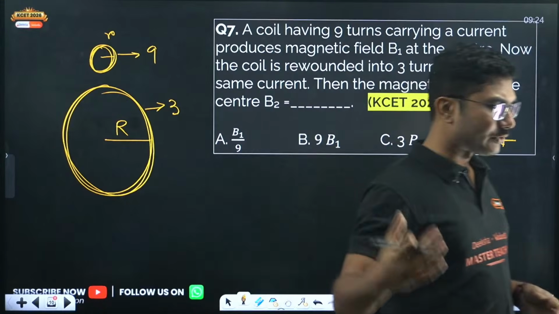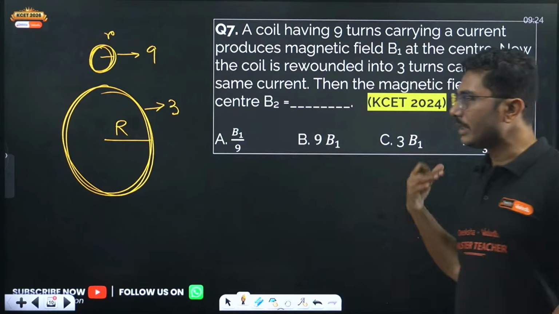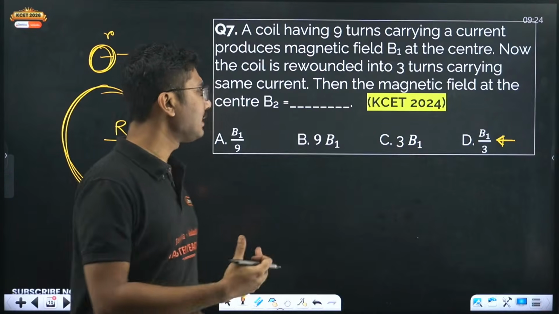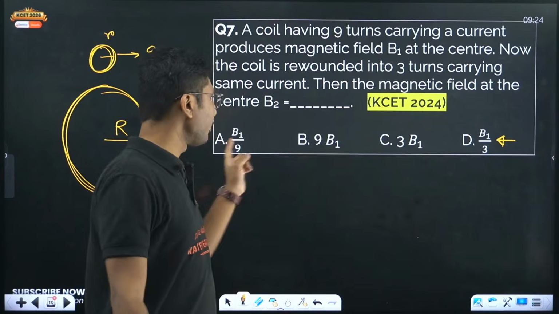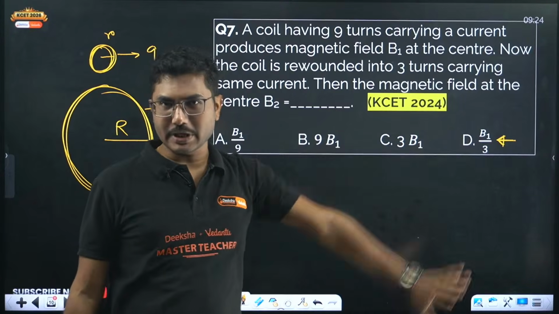The class was asking, sir, how to guess, how to eliminate the options. The elimination method is, obviously, the bigger ones will be wrong and the smaller one will be correct. So out of these two you have to choose. I am choosing this, as I mentioned.